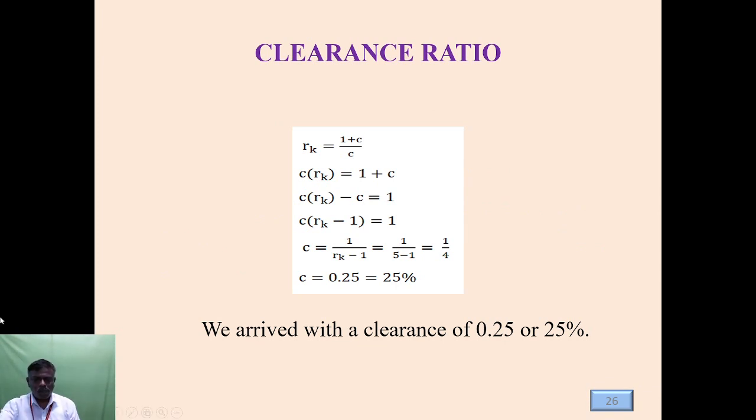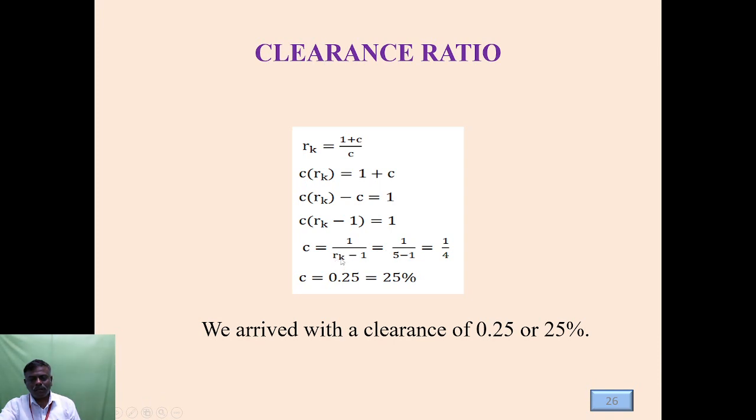In this problem, we know the formula for compression ratio r_k equal to 1 plus C by C. While cross multiplying this equation, C into r_k equal to 1 plus C. C of r_k minus C equal to 1. So here C is commonly taken out. So C of r_k minus 1 equal to 1. From that, clearance C equal to 1 by r_k minus 1.